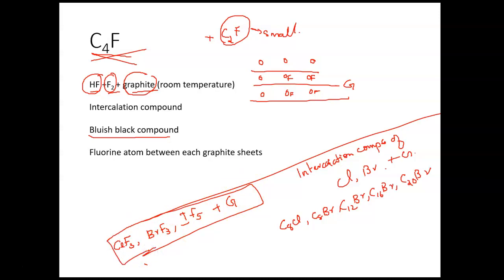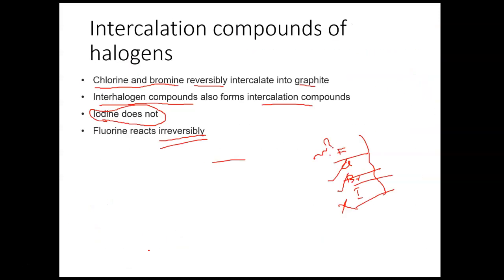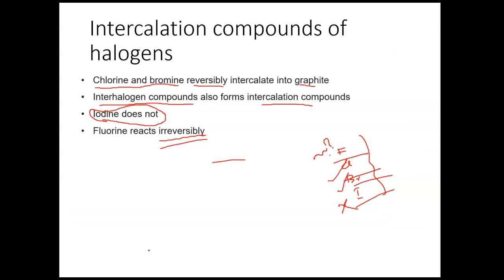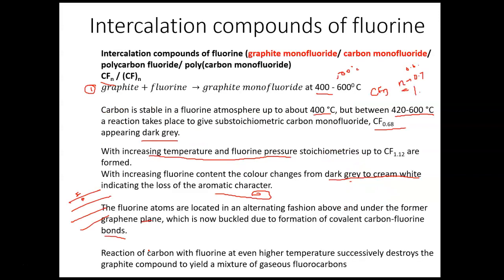So we discussed the intercalation compounds that can be formed by halogens also. Chlorine and bromine form reversible intercalation compounds with graphite. Iodine will not form intercalation compounds. Interhalogen compounds can form intercalation compounds, but fluorine will react irreversibly to form intercalation compounds with graphite. And the fluorine intercalated graphite is termed carbon monofluoride or graphite monofluoride. In addition, they can be named polycarbon fluoride, polycarbon monofluoride, etc.